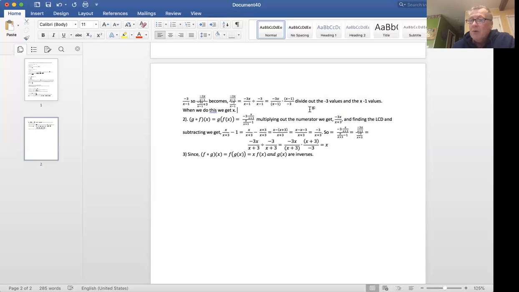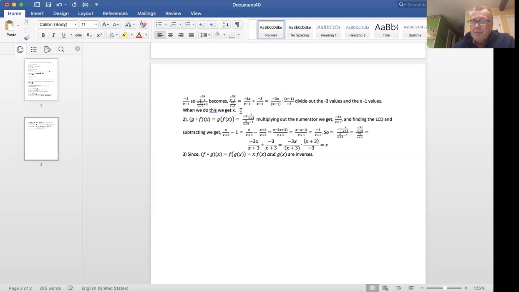Now let's recall how we divide. We saw that a couple weeks ago. We copy the first fraction, change the division to multiplication, and flip-flop the second. So remember, copy, dot, flip-flop. Divide out the minus 3's and the x minus 1's because they are common factors, and that leaves us with x.